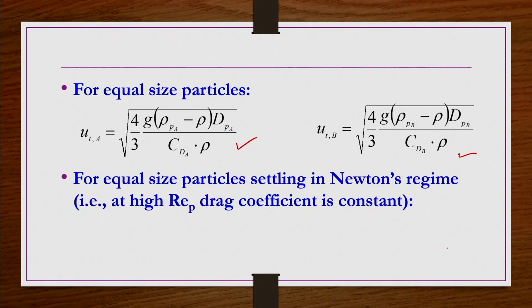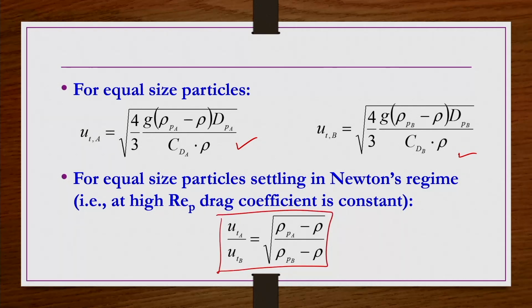Okay. Let us say equal size particles. Then UTA is the same equation, UTB is also the same equation, but now we are taking equal size particles settling in Newton's regime at higher REP, where the drag coefficient is constant. So, CDB is equal to CDA is equal to 0.44, that is cancelled out. At higher REP, that is REP greater than 10 power 3, we have Newton's flow regime. Under that condition CD is going to be 0.44, the same for both A and B type particles.